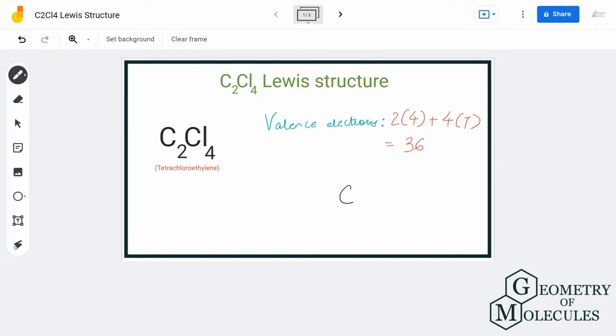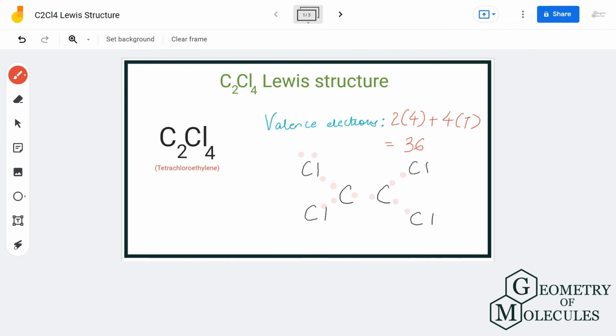We will place both carbon atoms next to each other, and we will place 2 chlorine atoms beside this carbon atom and 2 beside this one. So this is the arrangement of atoms for the C2Cl4 molecule. Once you have done that, you can start placing the electron pairs to show bonds. I am going to place a pair of electrons between the carbon and carbon atoms first, and then I'll do the same for the carbon and chlorine atoms. Doing that, we have used up 5 electron pairs, which means we have used up 10 electrons out of 36, and now we are left with 26 valence electrons.